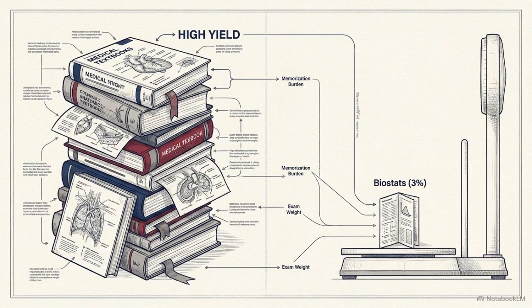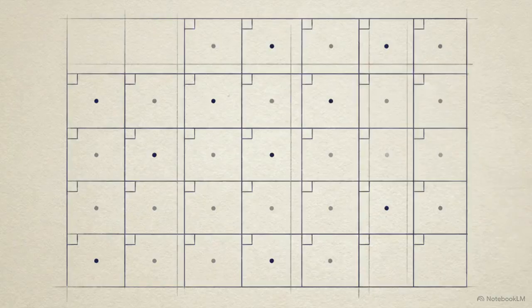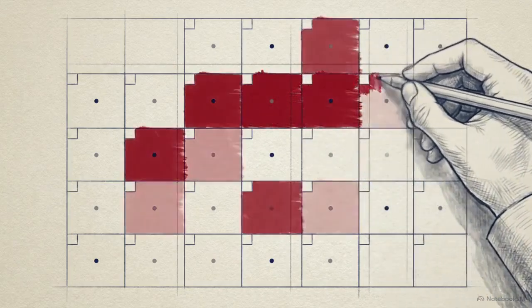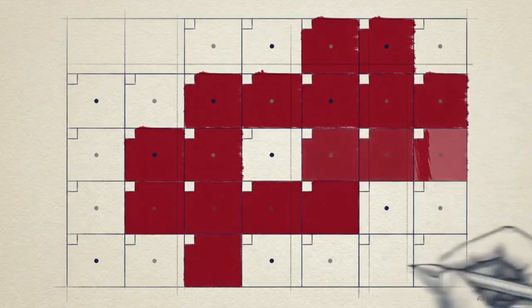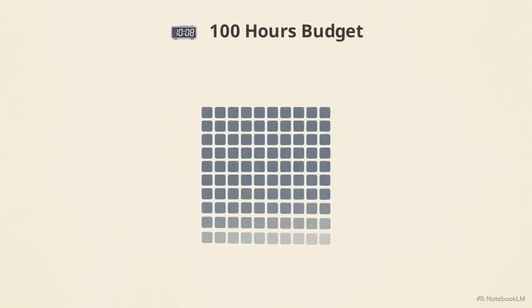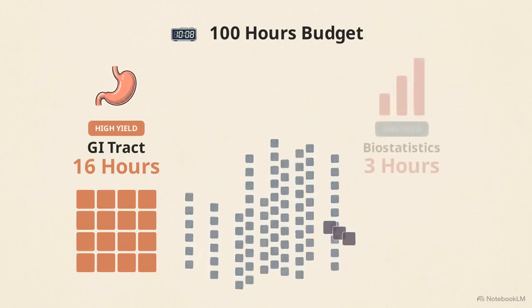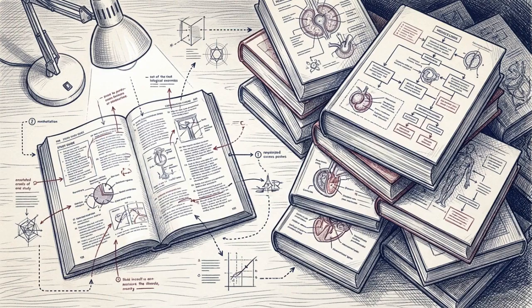Contrast that with topics like social sciences or biostatistics, which are hard-capped at a maximum of 3%. Your study schedule must reflect this asymmetry. Your calendar hours need to directly align with these percentage weights. If you have 100 hours to study, you dedicate 16 hours to the GI tract and only 3 hours to biostats. To master the high-yield topics, the strategic neglect of low-yield topics is a mathematical necessity.